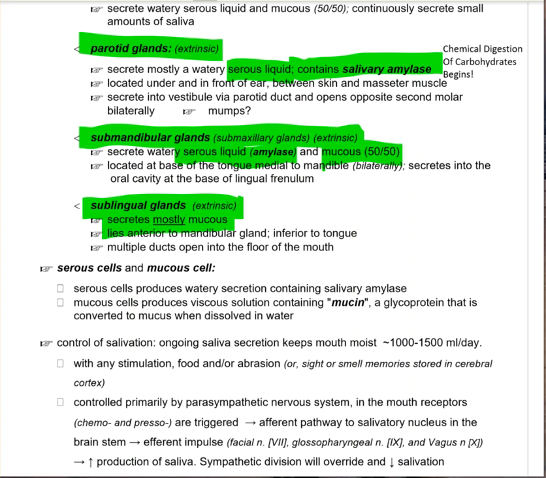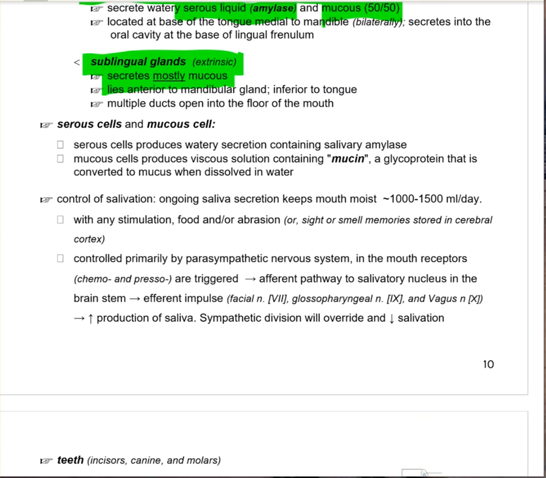So the nice thing is if you need more mucus or you need more salivary amylase, you can kind of do what you need. These, since they're under the tongue because of their sublingual, and their ducts are underneath the tongue as well. So obviously the serous cells that are in these glands produce the salivary amylase, and the mucus cells produce a viscous solution containing mucin. Now mucin is a glycoprotein that when we dissolve it in water, it becomes what we call mucus. Right? So that's where that name comes from.